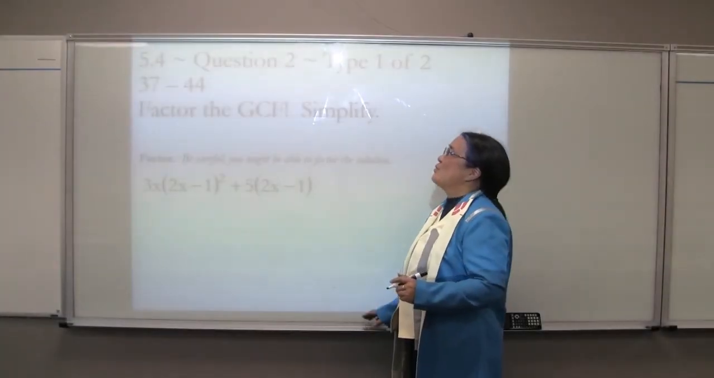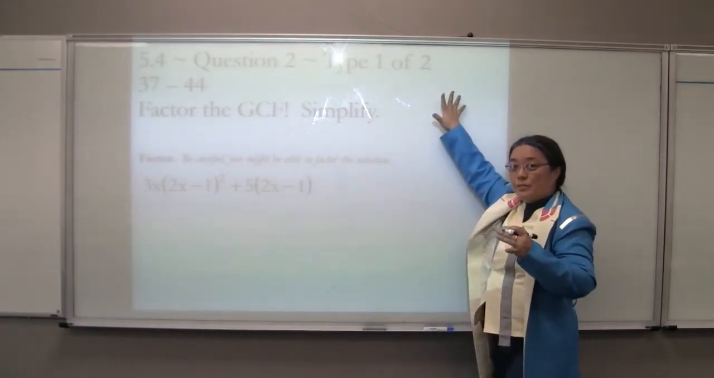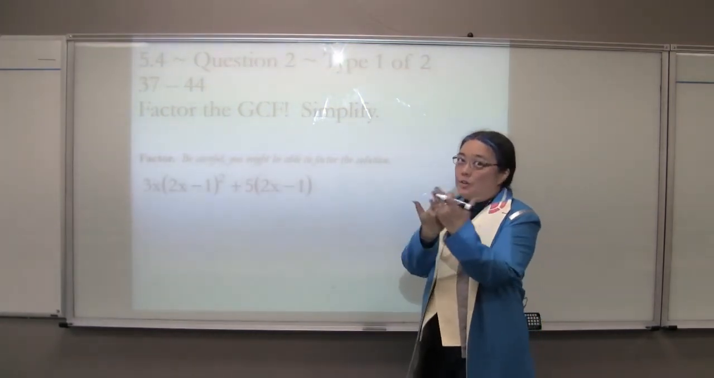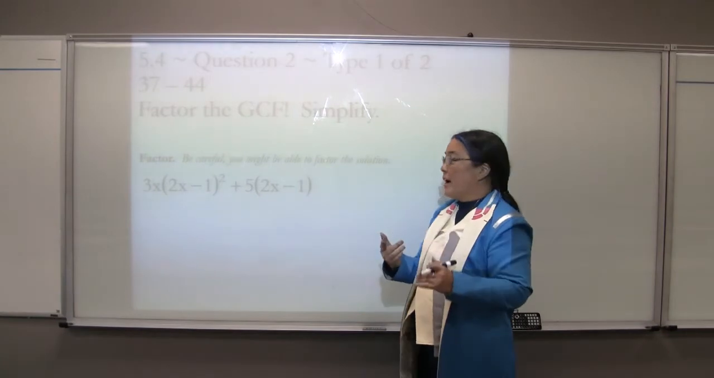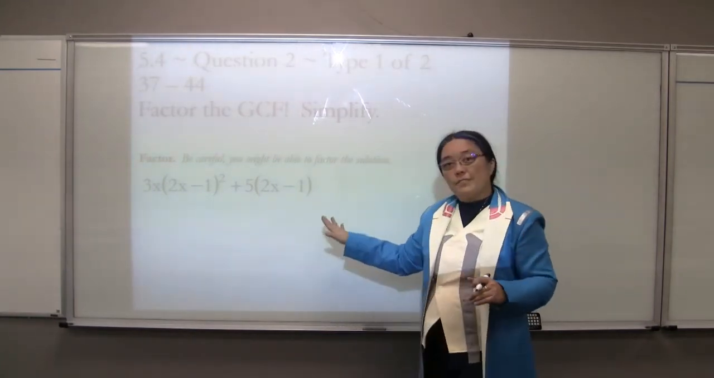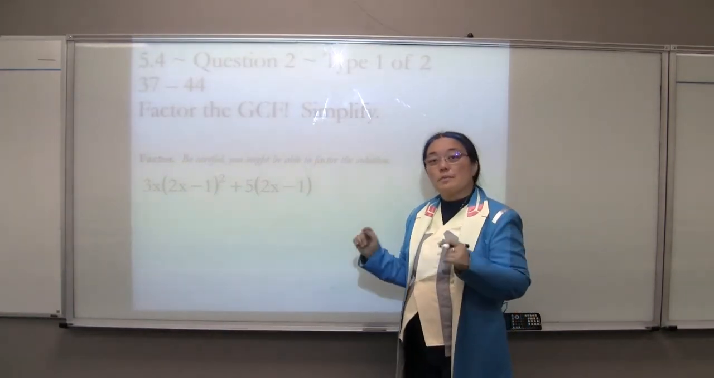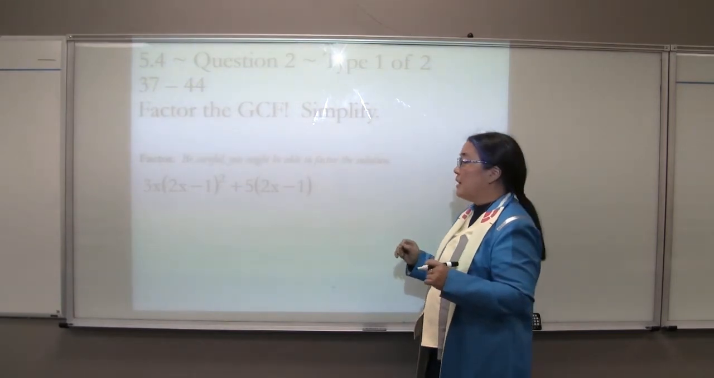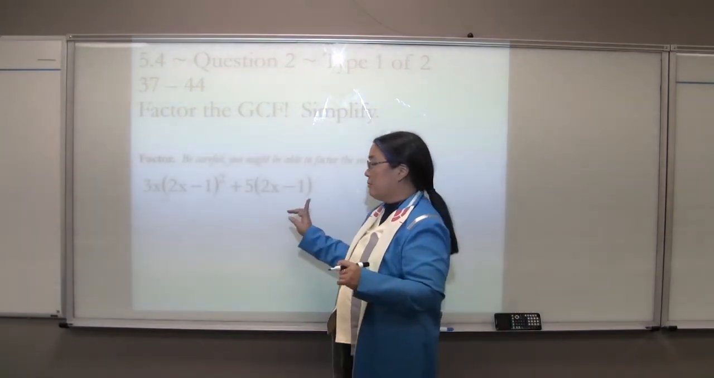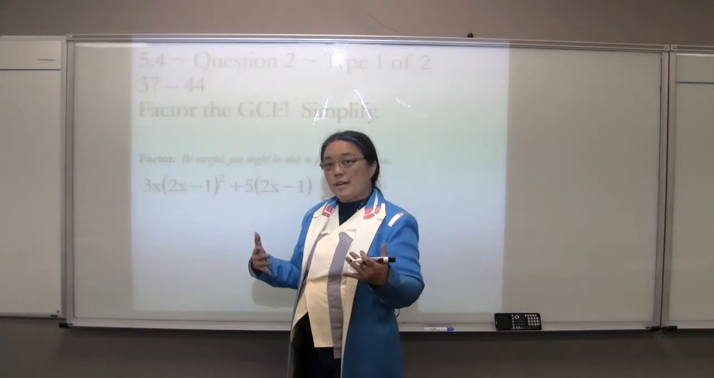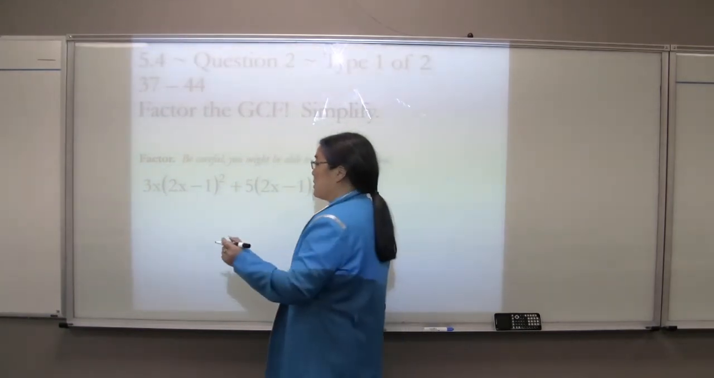Chapter 5, Section 4, Question 2, Type 1 of 2. That means that on your test or something, we could have either of those questions. We need to factor this. In the last problem, we learned about factoring out the GCF. This one also has a GCF, but I'm going to show you one extra step that will help it make a lot more sense.